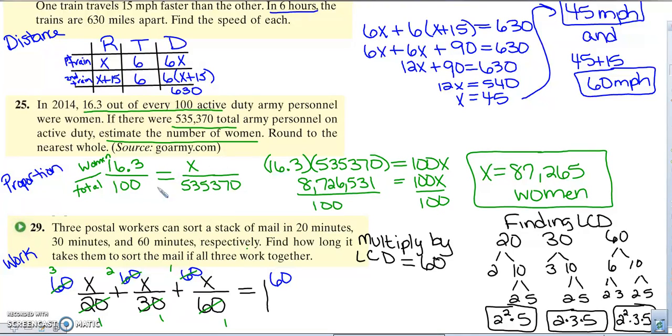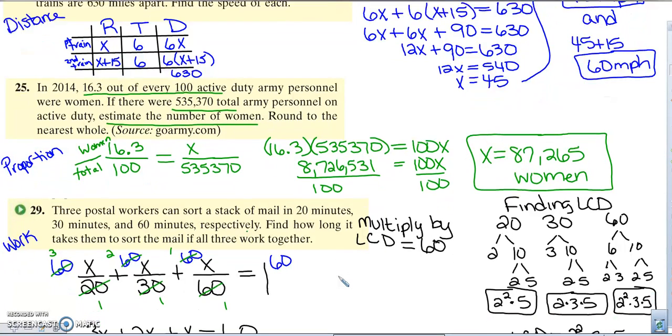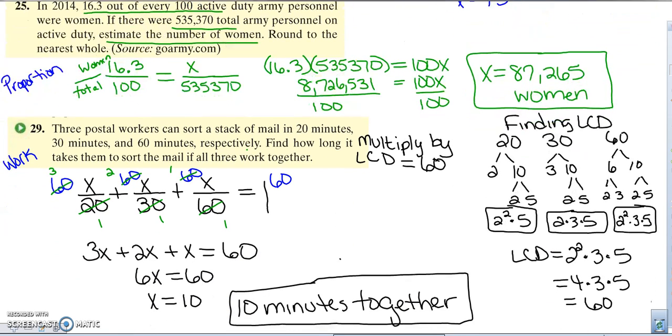Remember, with proportions, we can do cross multiplication. So 100 times x set equal to 16.3 times 535,370. Multiply that together, then divide both sides by 100, and this is how many out of that total were women. 87,265 out of that many were women. Take a look at this next problem.